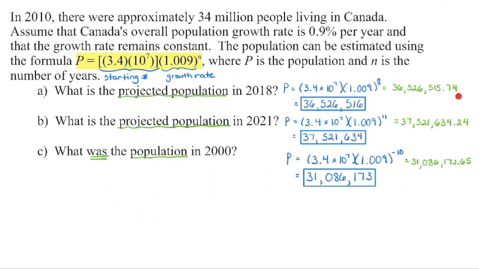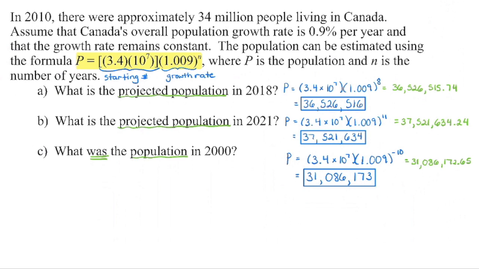36,526,515.74. We cannot have a part of a person, so we are going to have to round this. Because we're looking at the projected population, I did follow the rounding rules. Because the number after that 5 is a 7, I am going to bump that up and say that we would project to have 36,526,516 people.